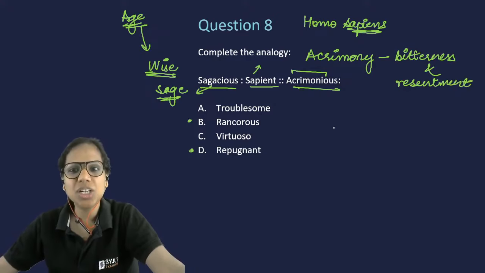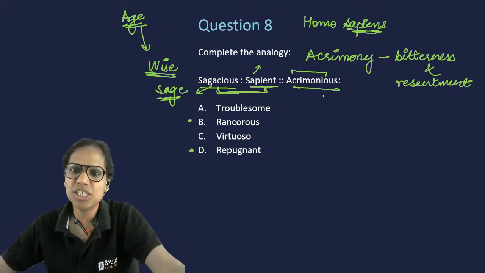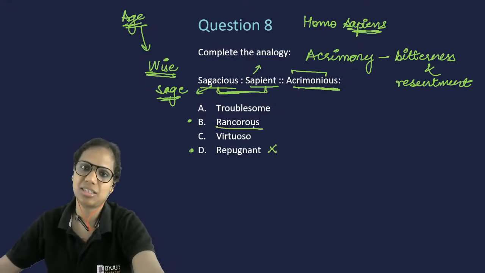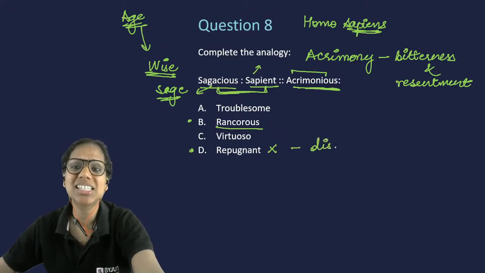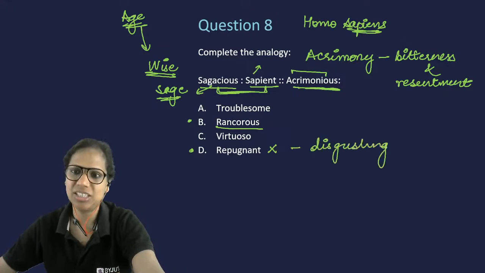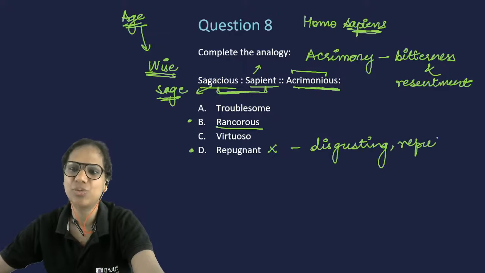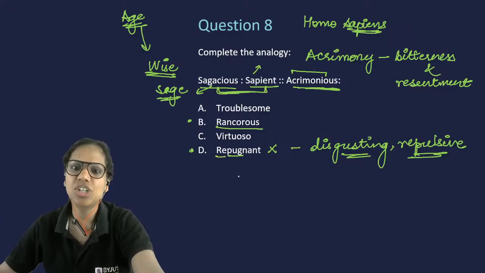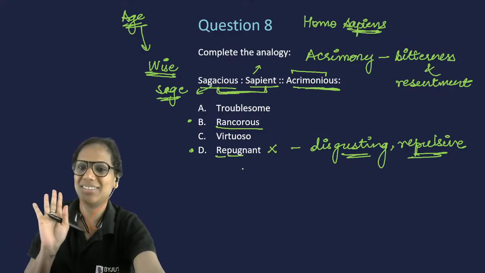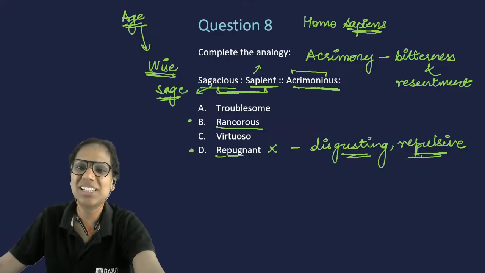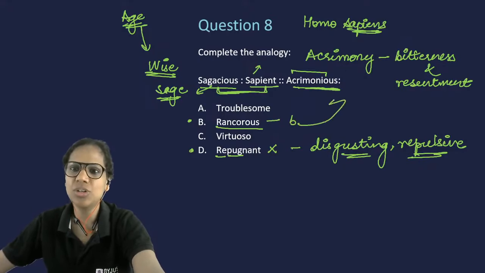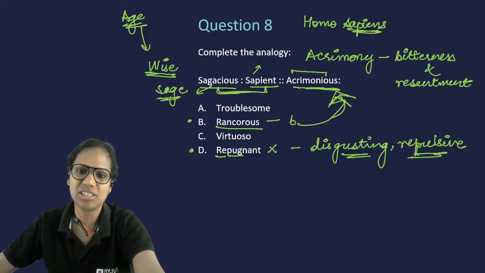So, we know we are looking for synonyms. The synonym of acrimonious is not repugnant, it is rancorous. Repugnant is disgusting. Okay, something that is disgusting, something that is repulsive, something that makes you want to strike back. Rancorous, again, rancor means bitterness and resentment. So it is associated with acrimonious. Okay, it is a synonym. That's why B.